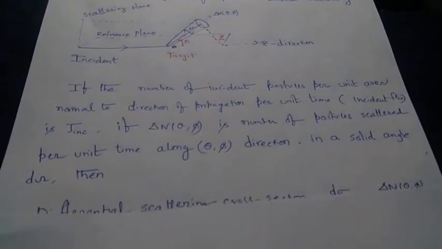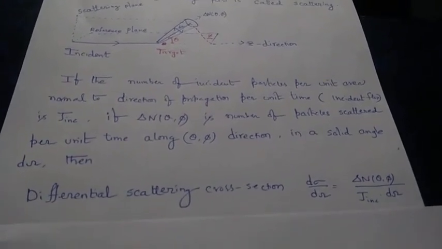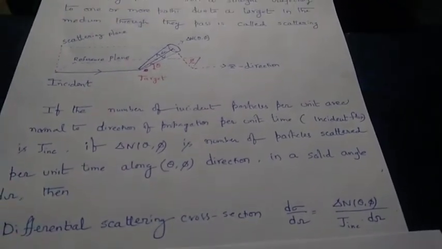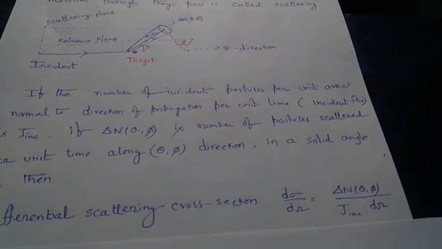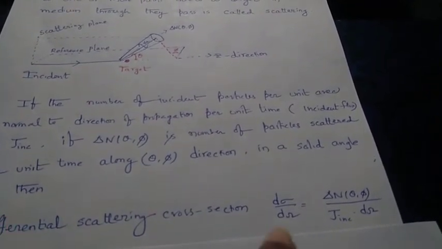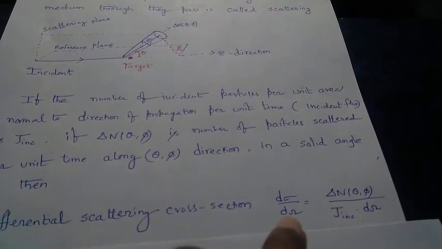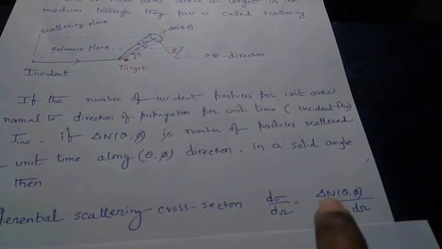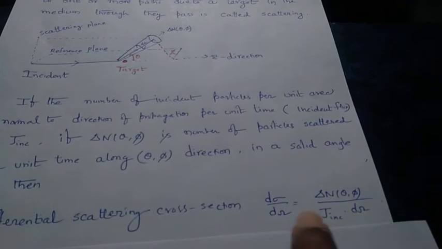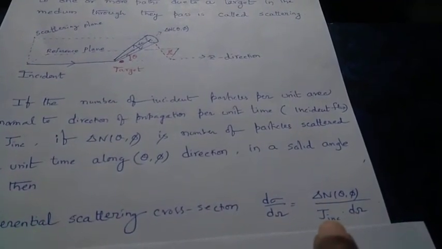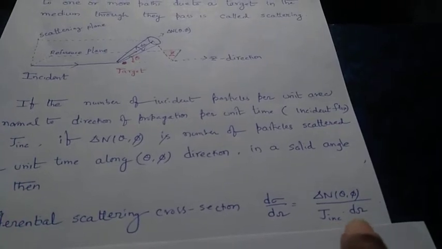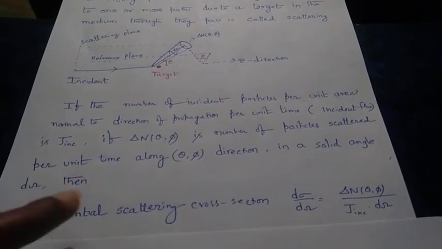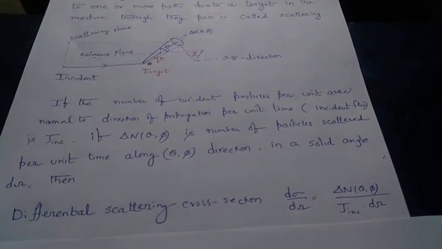And then, as I said, here we can define the differential scattering cross section, which we can abbreviate as DSC, and it is denoted by d sigma by d omega. We should not get confused that it is a differentiation; it is just a notation. The definition of that is delta n, the number of particles per unit time scattered along theta phi direction, divided by the flux of incident particles J sub inc, and d omega, which is the solid angle we have considered in the direction of theta phi over here.